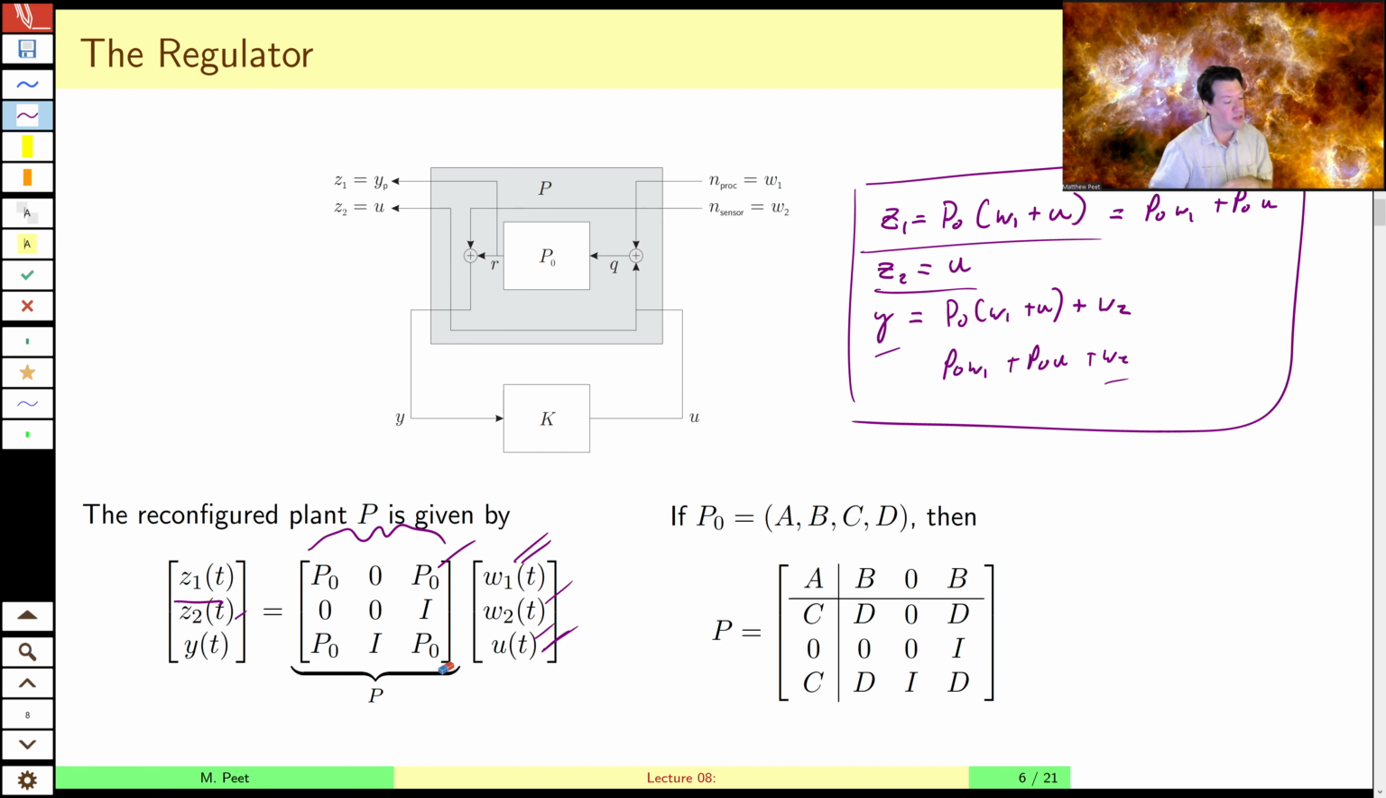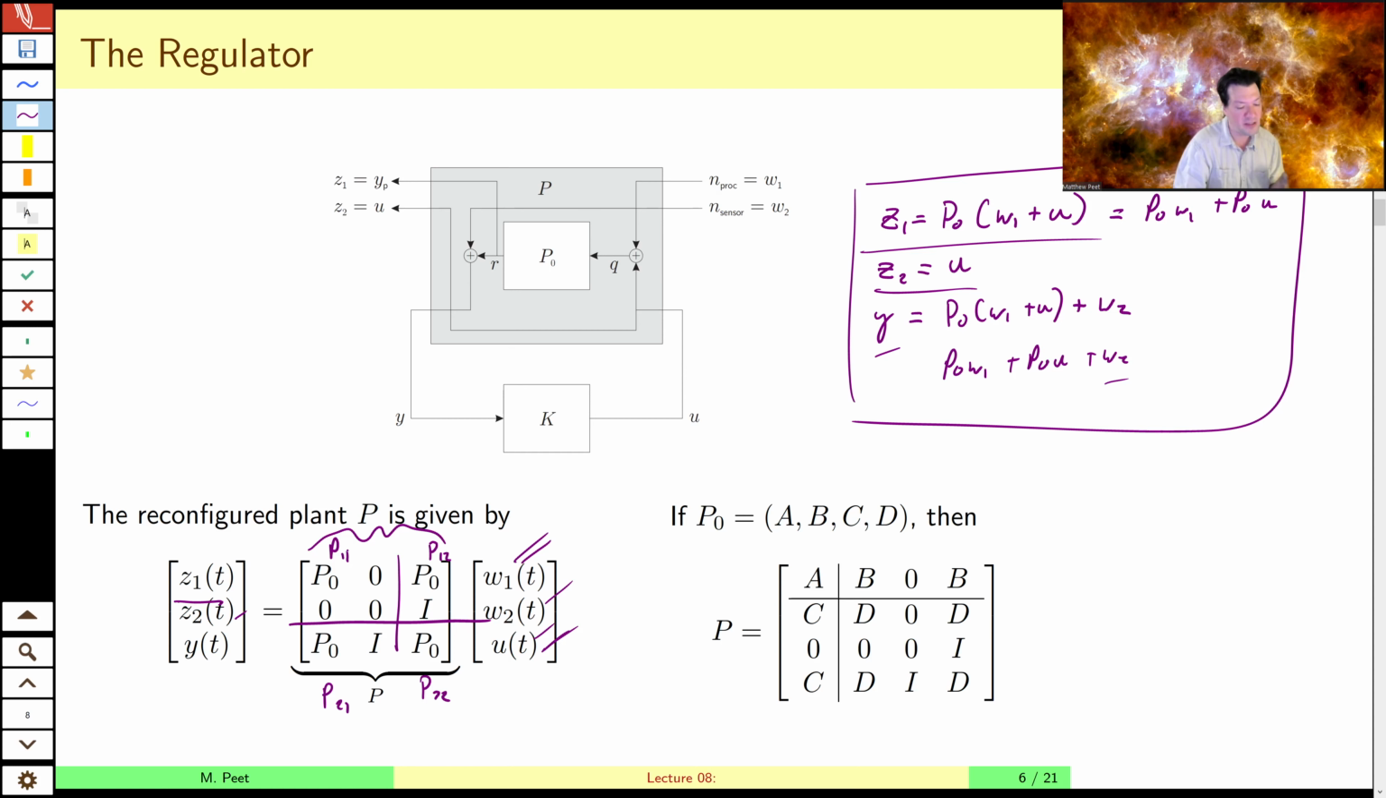Now again, I mentioned in a previous slide that this concatenation of systems does not necessarily translate to concatenation of the state space representations. So here we have our 4 systems. By the way, this is P21, this is P22, this is P12, and this is P11. So there's 4 subsystems.